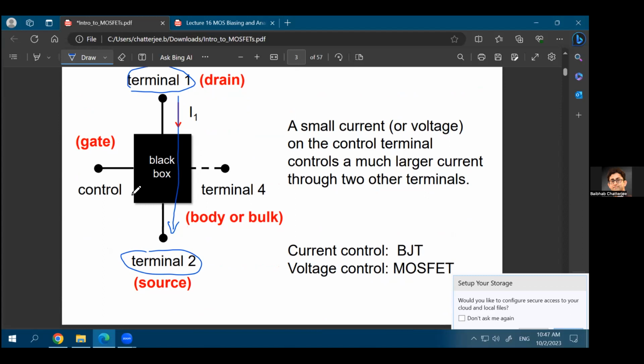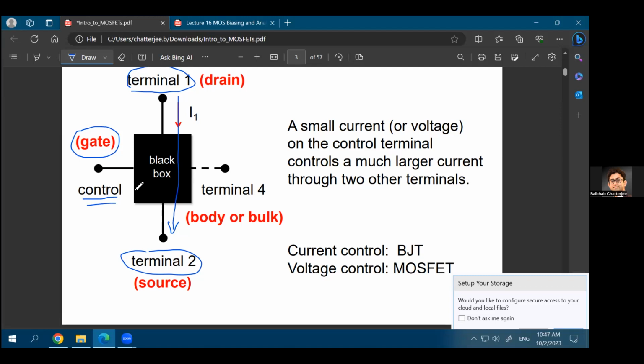What are these other terminals? There is one terminal called the gate, and the job of the gate terminal is to control the amount of current flow. In the diode, you had a voltage applied across the diode and you had a current across the diode. You didn't have much option to control the current through that diode or the voltage across the diode. It was determined by the other components in the circuit.